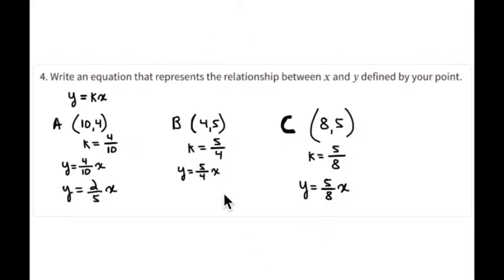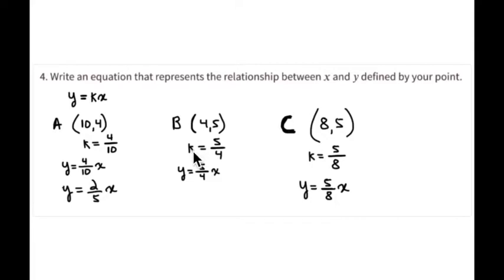So now we're going to summarize this a little bit. For each of these, you can write an equation. So you go back to this form, y equals kx. And so that means that k is y over x, the y-coordinate divided by the x-coordinate. So it's going to be 4/10 of the x-coordinate. So y is 4/10 the length of x. And 4/10 can be simplified to 2/5.